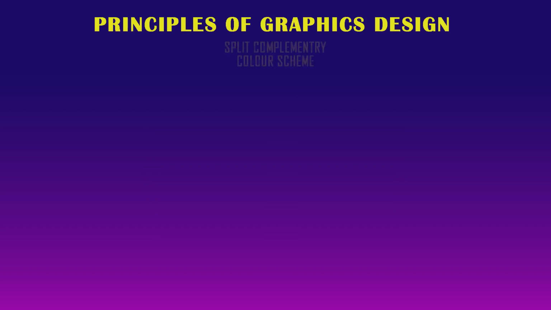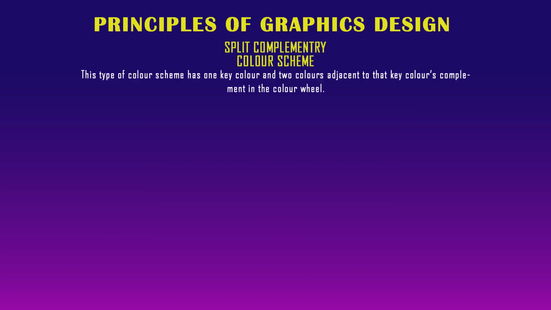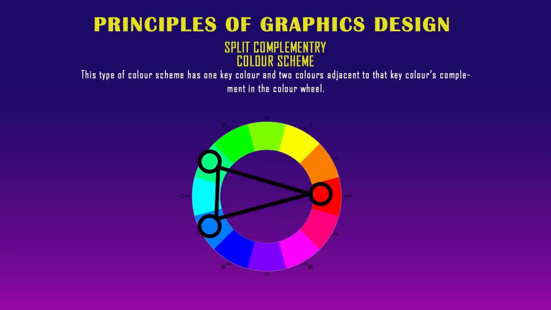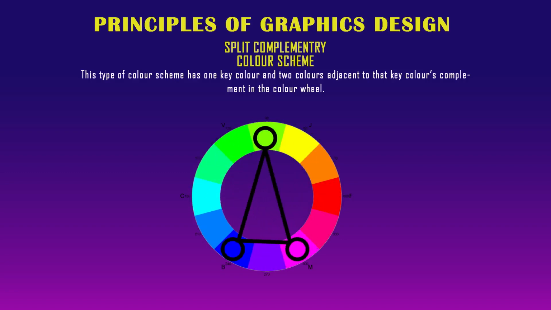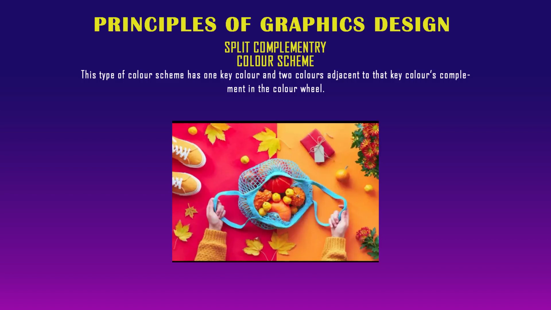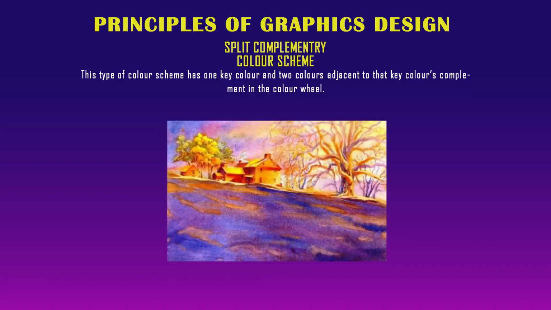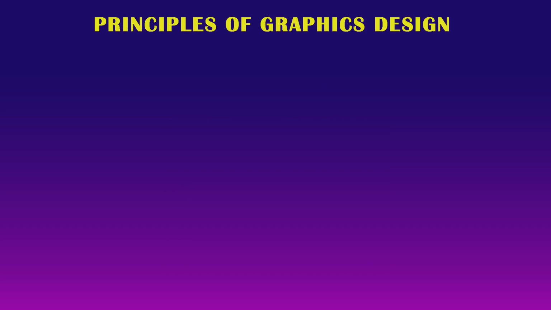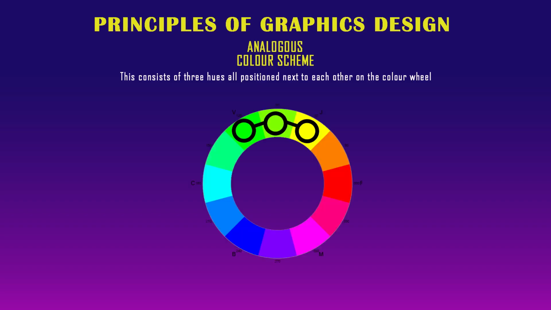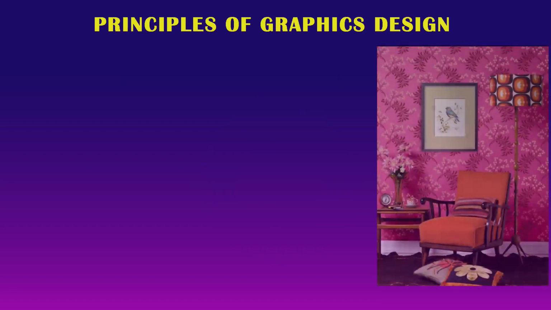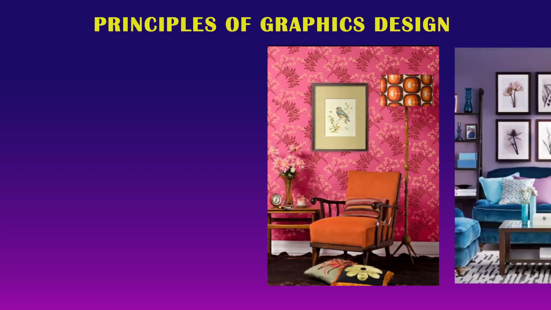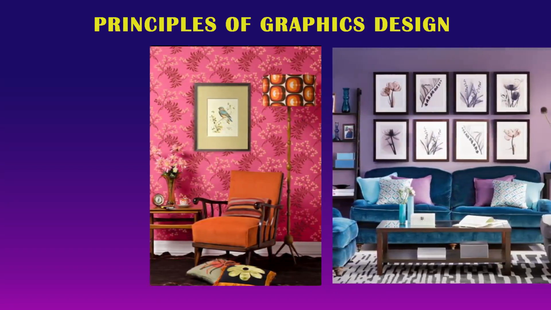The third one, split complementary color scheme. This type of color scheme has one key color and two colors adjacent to that key color's complement in the color wheel. They create approachable and intuitive designs and work exceptionally well with artwork. The fourth one, analogous color scheme. This consists of three hues all positioned next to each other on the color wheel. They are widely used in decorating and interior design, and they give the eye a soothing effect.